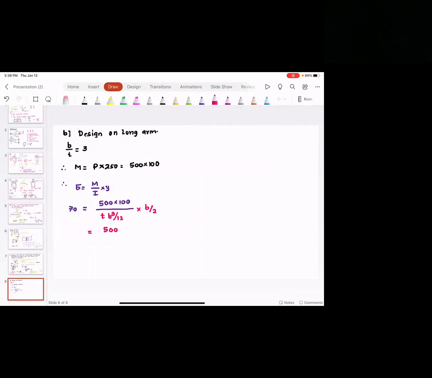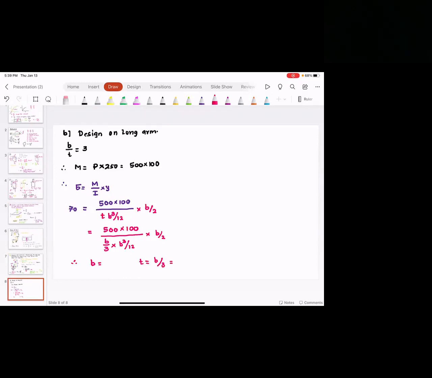So 500 times 100, and B by T is 3, so T is B divided by 3, multiplied by B cube by 12, multiplied by B by 2, and from here you should be able to find out the value of B, and then you should be able to find out the value of T.